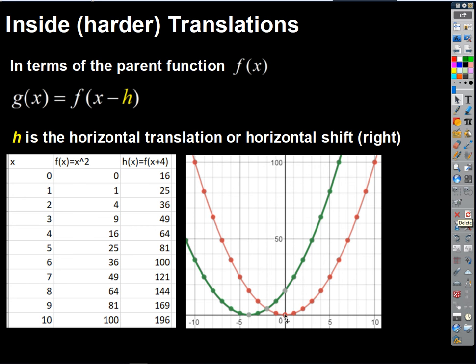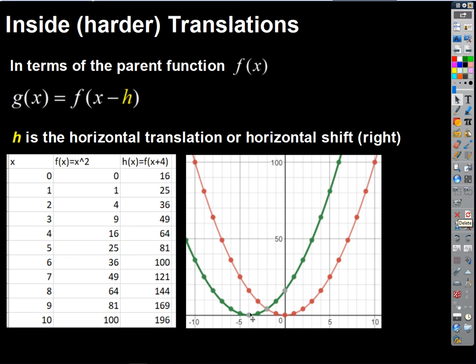Okay, it does, right? We start off with our basic parent graph with the vertex at the origin, and this produces a translated graph that's been slid to the right by, or left by 4. Okay? Do you see why that is now?